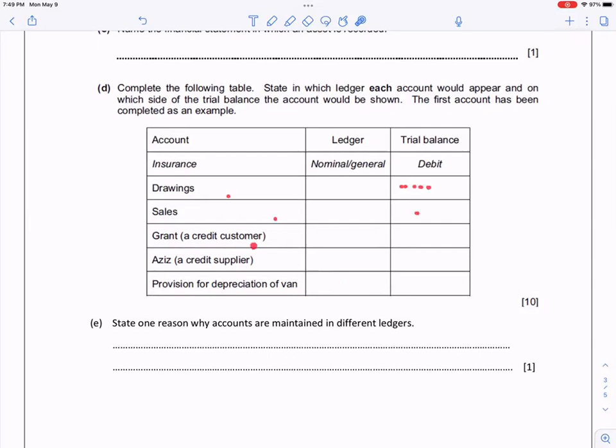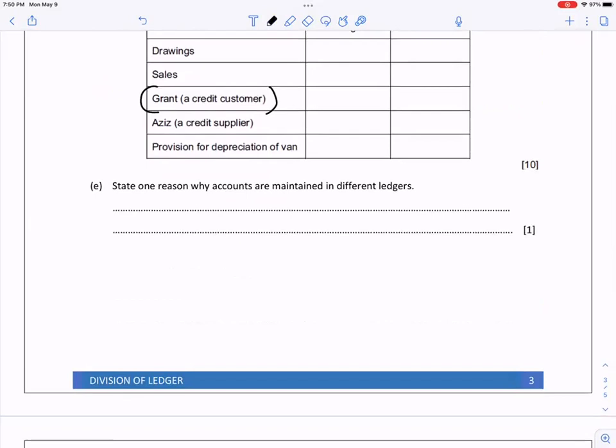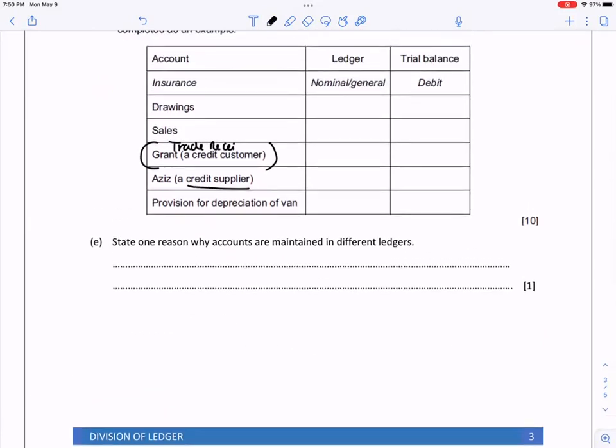Customer? Credit customer. Customer means what? Trade receivable, which is debit. Trade receivable as an asset will be debit. Supplier? Supplier will be credit. What is supplier also called? Trade payable, or liability, creditor.